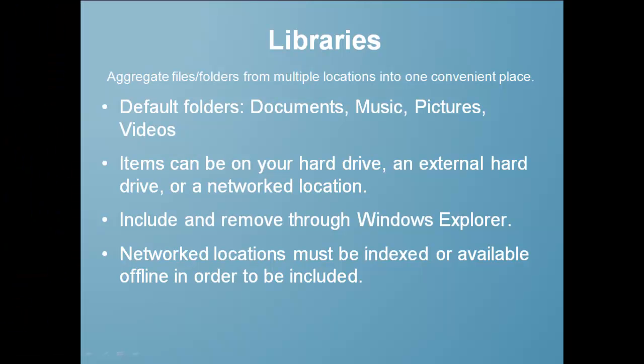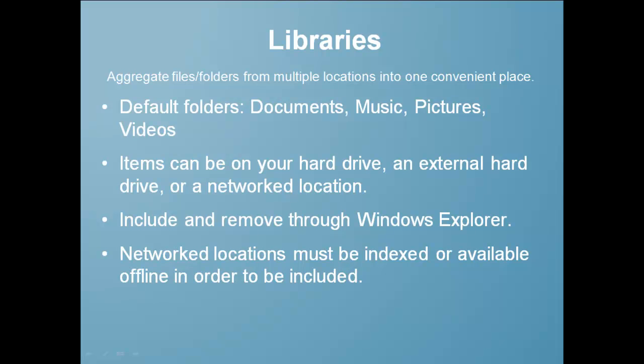Alright, the second feature I'll be talking about is libraries. Libraries are accessed through Windows Explorer, and they serve as locations for folders or files that in reality exist in multiple locations, be it somewhere on your hard drive, on your external hard drive, or on a networked drive somewhere. It aggregates these files or folders, combines them into one location, and makes it appear like those files or folders are in that location when in reality they're not. So it's just an appearance thing.